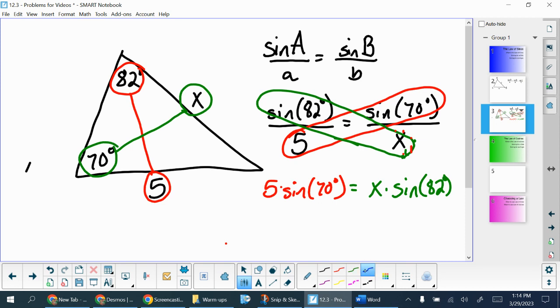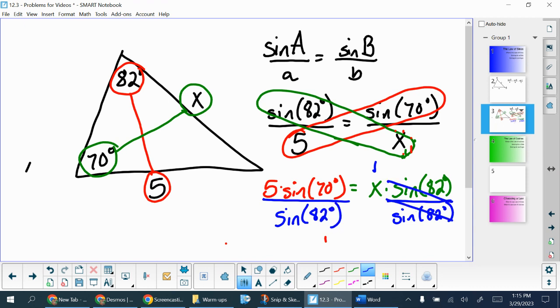Now we are solving an equation. We've cross-multiplied to get an equation, and we want to solve it for x. The thing we want to do to solve it for x is get rid of the sine of 82. And since it's being multiplied by the x, algebra tells us that a good strategy would be to divide by the sine of 82 on both sides. So we'll divide by the sine of 82 on both sides.